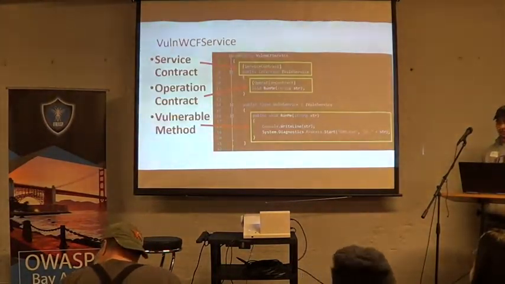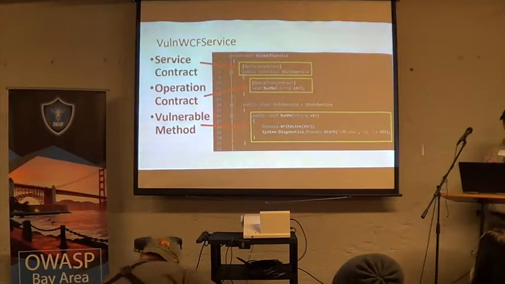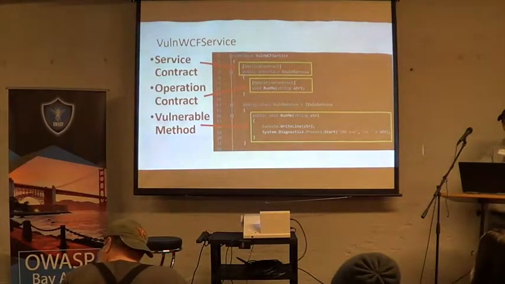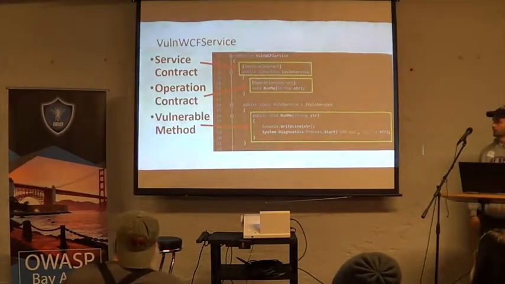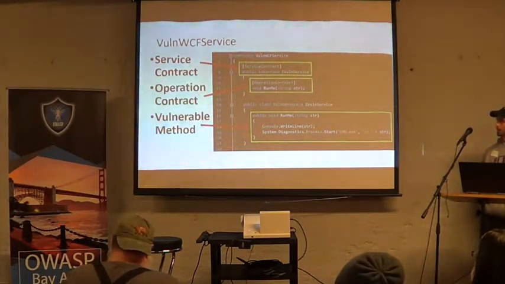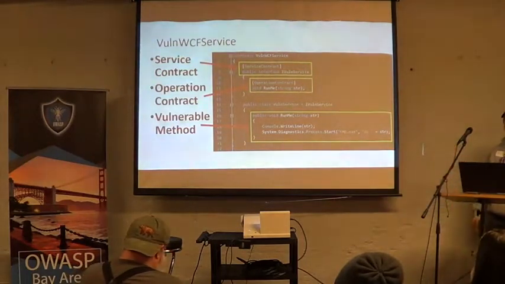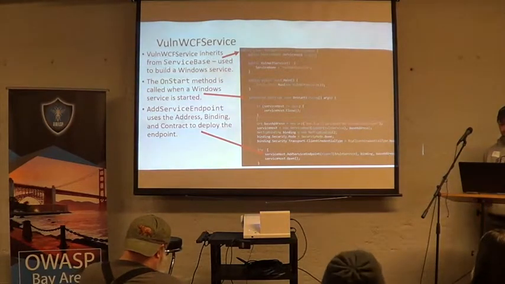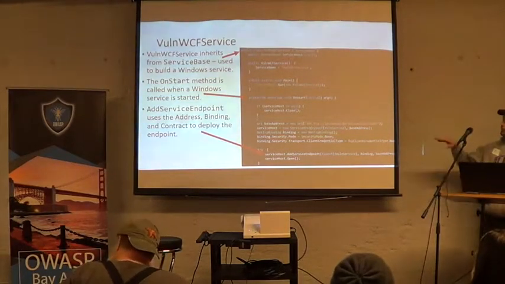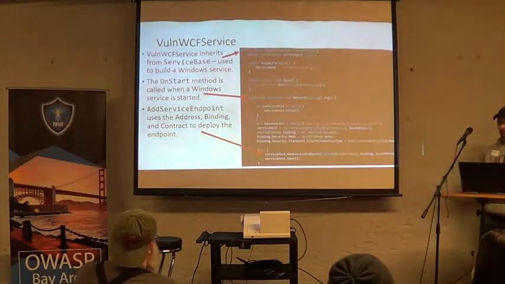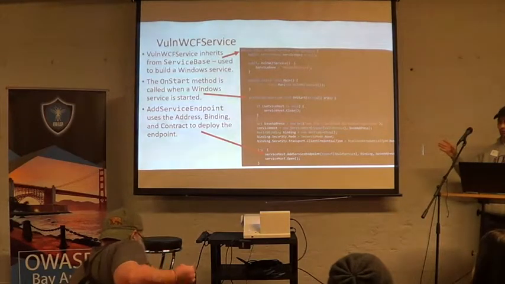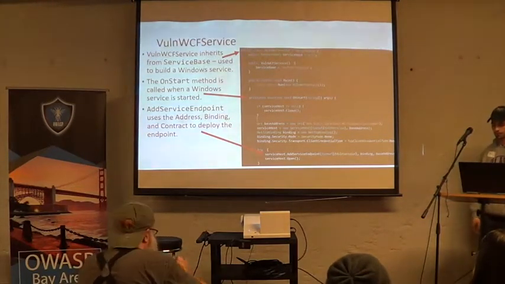So the vulnerable service, again, we have the service contract, operation contract, and then that actual definition for the function that is defined. And it just takes a string argument and runs a command. And then this is mostly boilerplate for building a Windows service in C#.